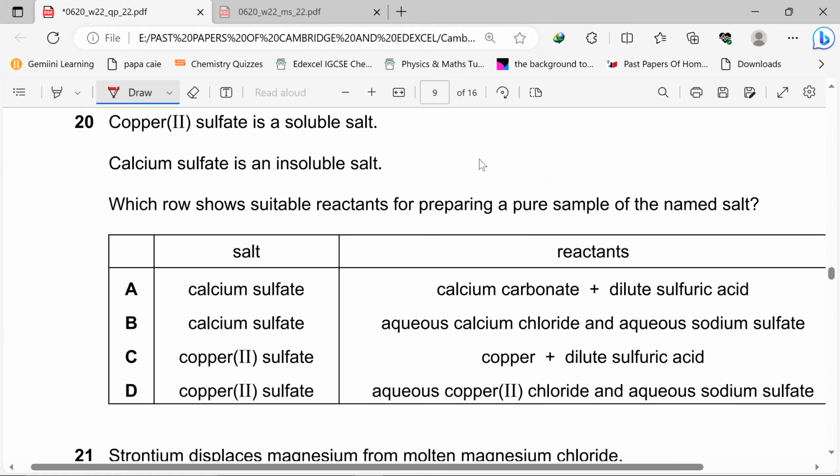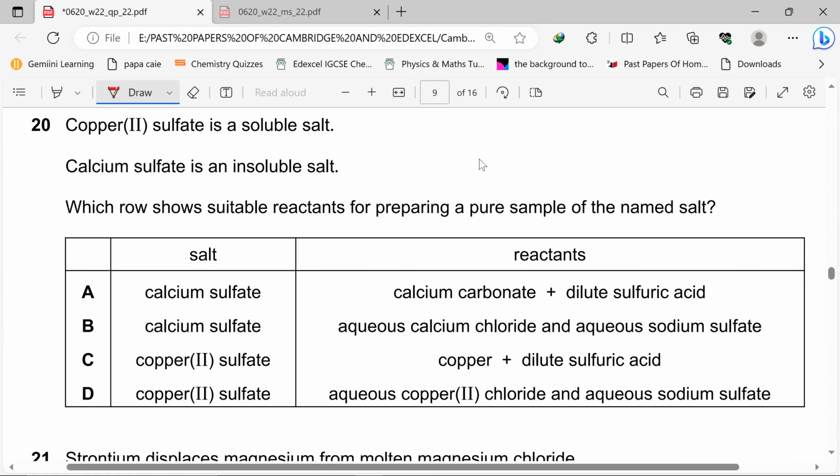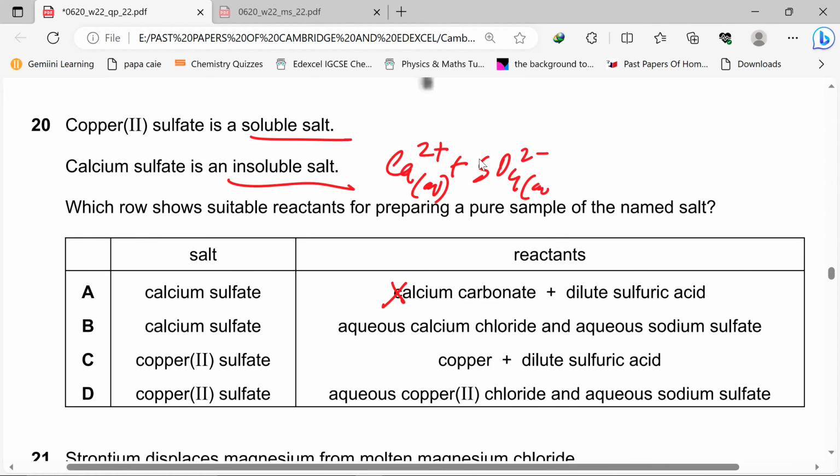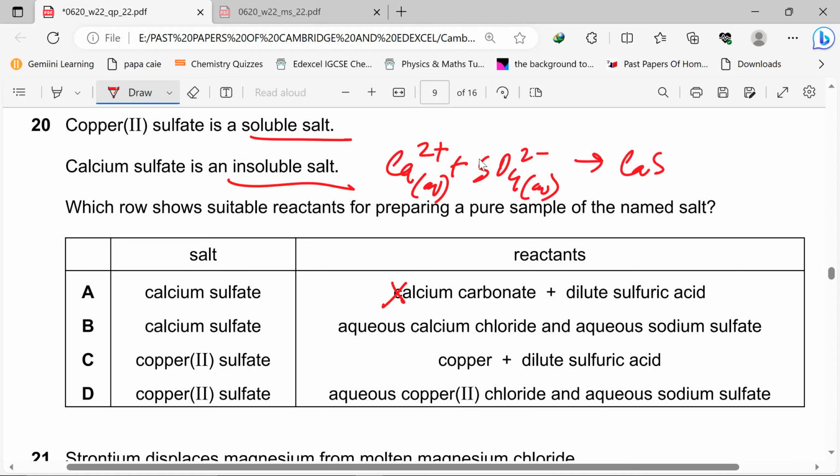Next question, 20. Copper(II) sulfate is a soluble salt. Calcium sulfate is an insoluble salt. Which row shows suitable reactants for preparing a pure sample of the named salt? Calcium sulfate is insoluble. In order to make an insoluble salt, we need the calcium 2 plus ion and sulfate ion in aqueous state in order to form calcium sulfate solid, because it is an insoluble salt. So the method is the precipitation method.